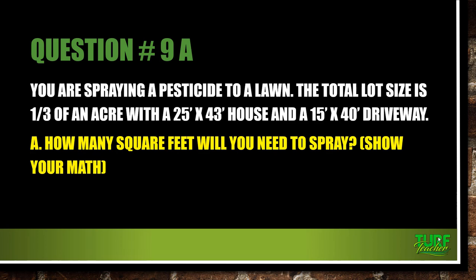Show your math. And so what we're doing with this problem, guys, is that we've got to figure out exactly what the total square foot of the lot is. So it's a third of an acre. How many square feet is in an acre? Well, you should all know that it is 43,560, and we're going to have to multiply that by a third to give us our total square foot lot. Then we're going to have to multiply the 25 by 43 and the 15 by 40, add those two together, and subtract it from the total square footage of the lot. And so that will give us how many square feet that we will need to apply the pesticide to.